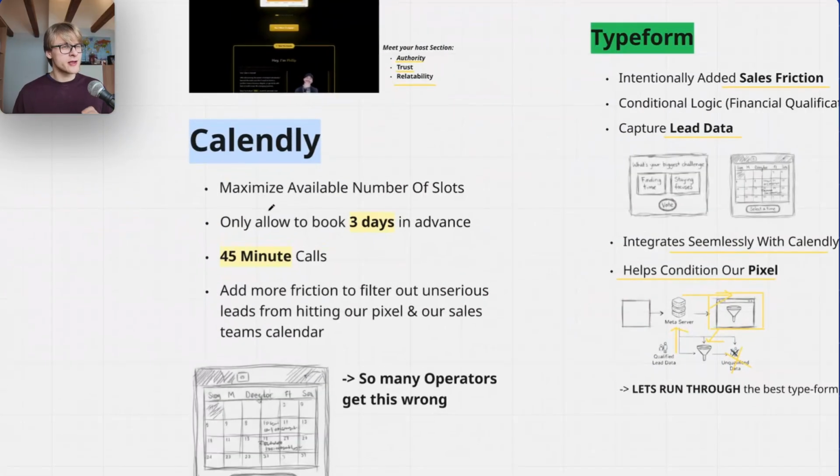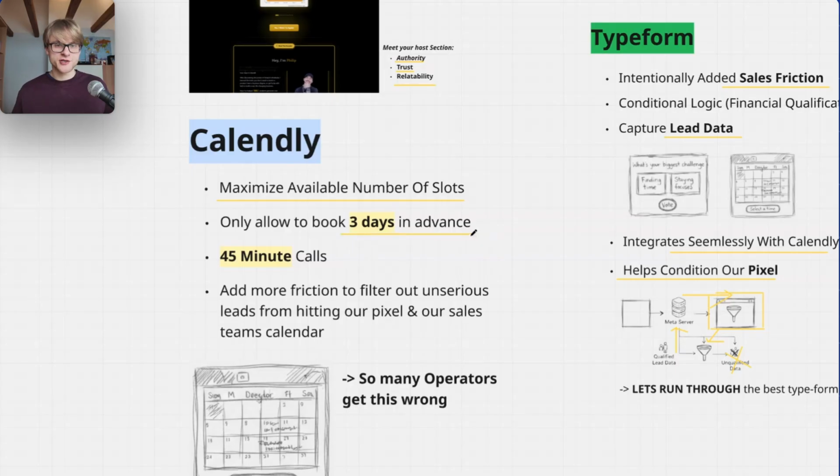So let us dive into Calendly, which is essentially the next step after the Typeform. I'm really guiding you through everything here, as you can see. For Calendly, you want to maximize the available number of slots, and you only want to allow people to book 3 days in advance.